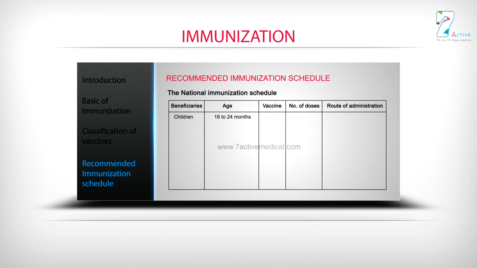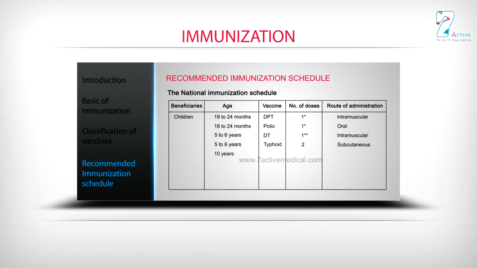Children, 18 to 24 months, DPT, 1, intramuscular. 18 to 24 months, polio, 1, oral. 5 to 6 years, DT, 1, intramuscular. 5 to 6 years, typhoid, 2, subcutaneous. 10 years, TT, 1, intramuscular. 10 years, typhoid, 1, subcutaneous. 16 years, TT, 1, intramuscular. 16 years, typhoid, 1, subcutaneous.